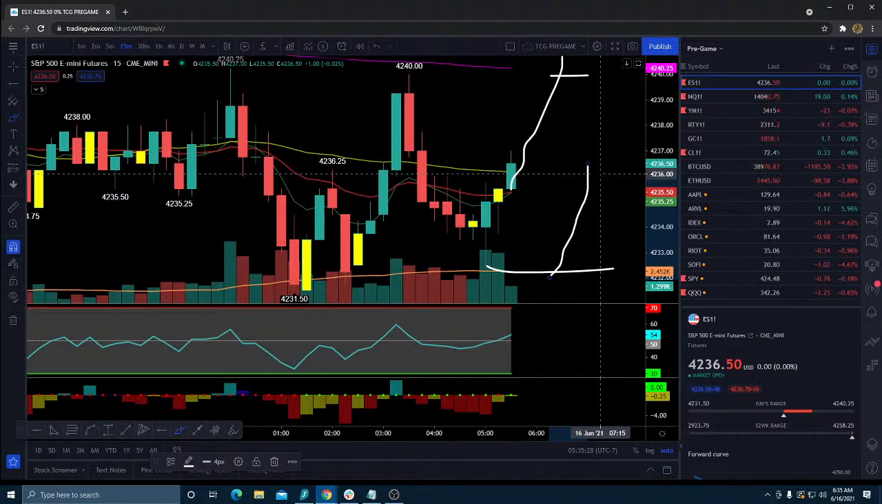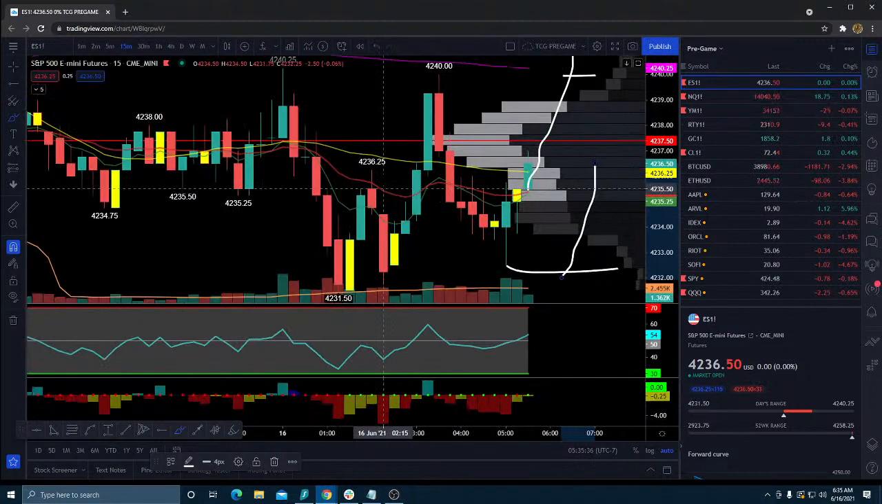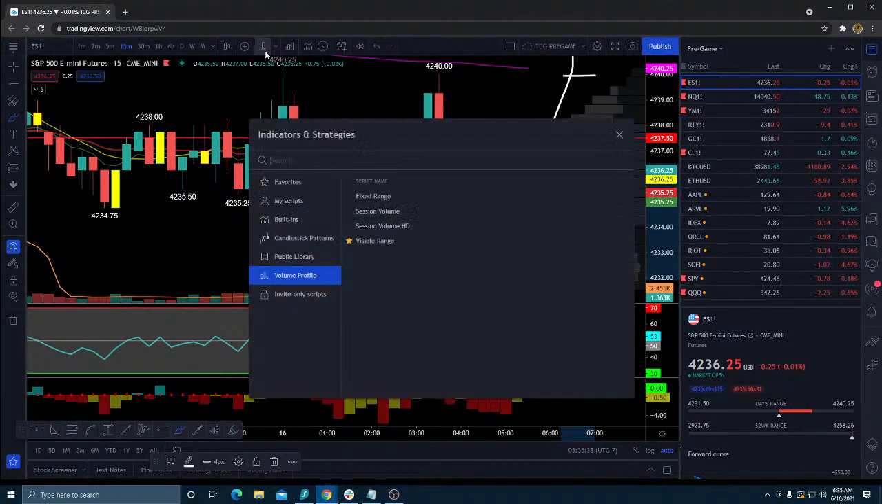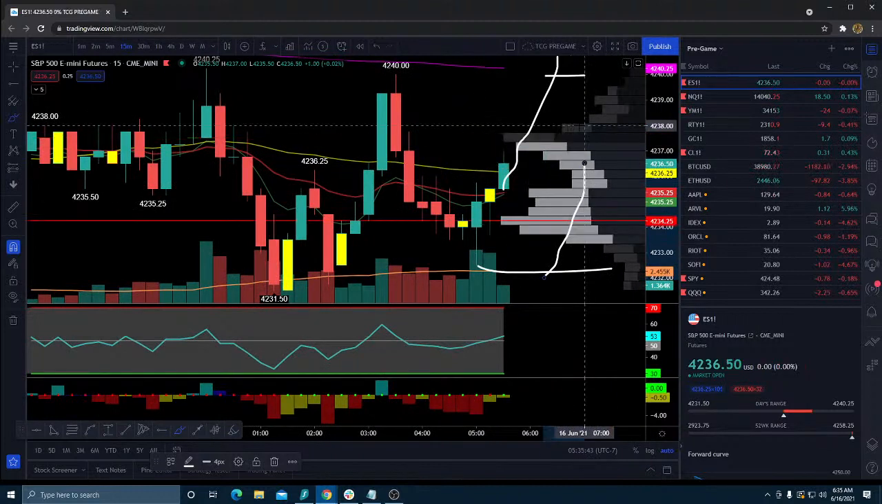This is the day to get wrecked, R-E-K-T, wrecked. So please be careful. Okay, so earlier I had the visible range. The way that I got this is over here, volume profile, visible range. And this is the market order profile.